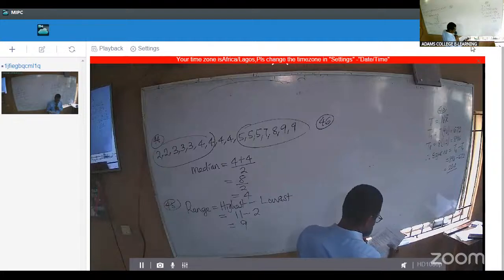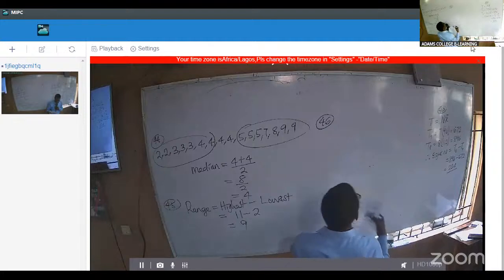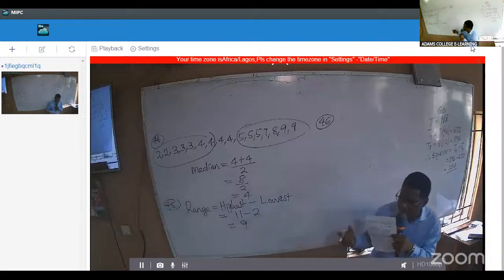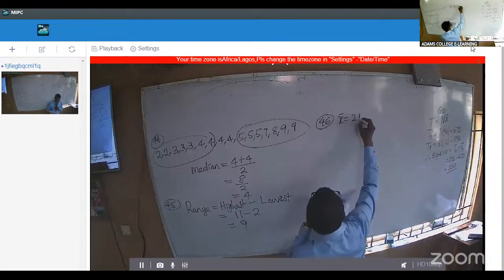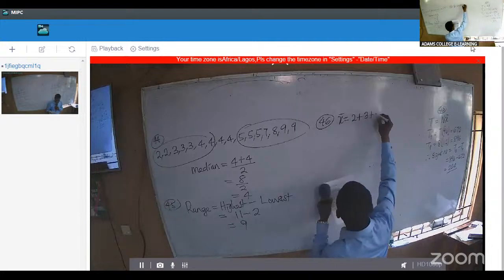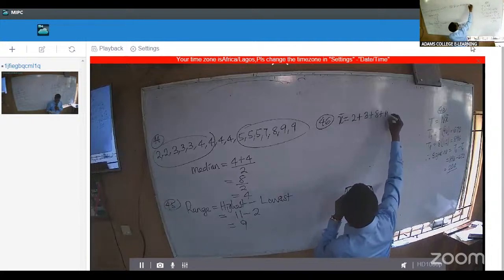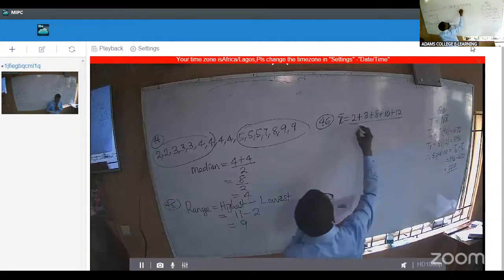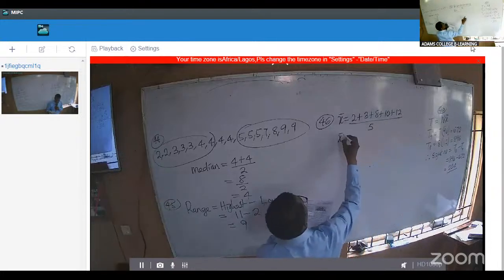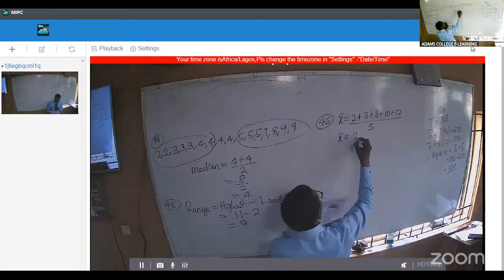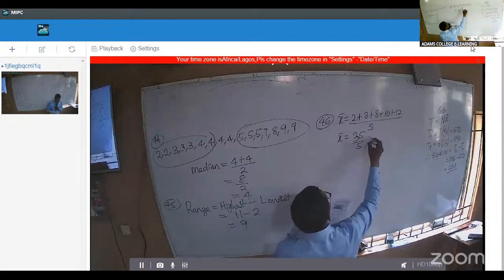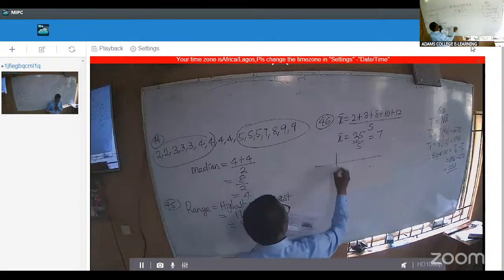Find a standard deviation. Now, for you to find standard deviation, you have to first find the mean. The mean, x bar. Let's add 2 plus 3 plus 8 plus 10 plus 12, all over 5. What is 2 plus 3 plus 8 plus 10 plus 12? Let's find the mean.